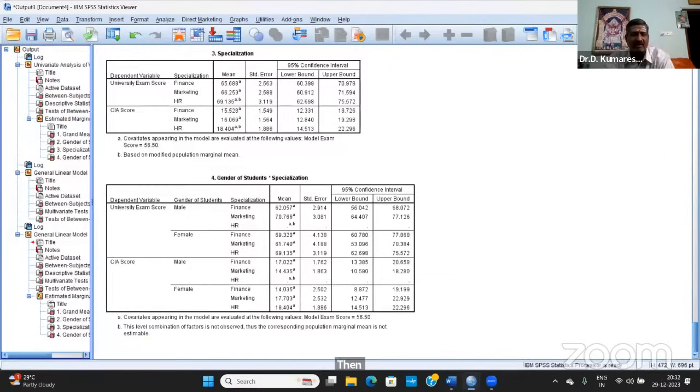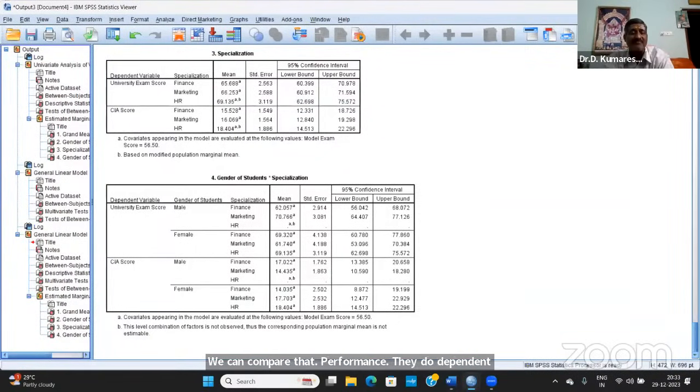Marketing male, marketing female. Marketing male 14.435, marketing female 17.7. So female are better. HR, no comparison can be made. That's all about the comparison. But one more comparison is that we can compare the performance of students in the two dependent variables.